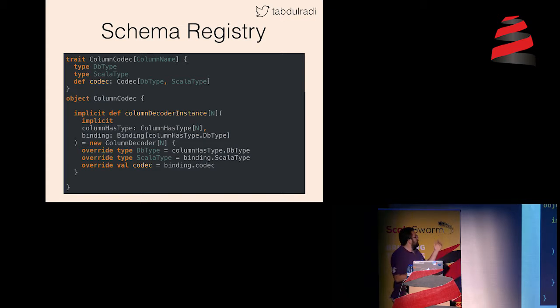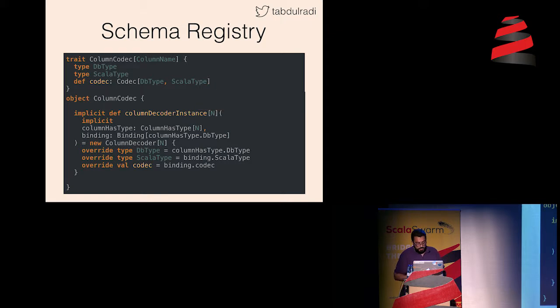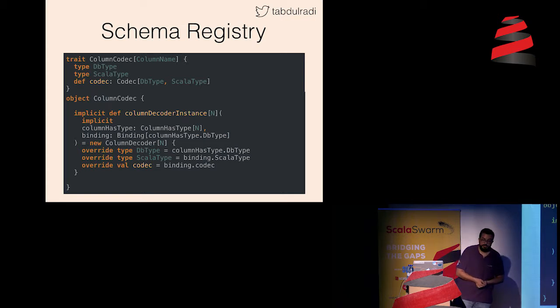Now, this pattern of composing type classes, the keyword to Google for to learn more is called lemma. And our example is nice, but it does not work. The reason it does not work is just a very small limitation in Scala. The problematic bit is ColumnHasType. You cannot refer to ColumnHasType within the same parameter list. The compiler will tell you, oh, sorry, no, I can't do that. Fortunately, the workaround is well known. People have solved it already.